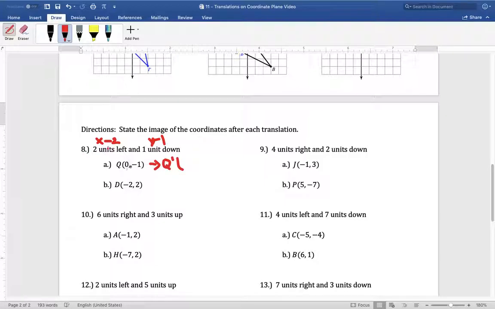Q prime would be 0 minus 2, -2. And this would be -1 minus 1 more, which would be another -2, and that would be Q prime. And then all the rest of these are just practicing the same thing.